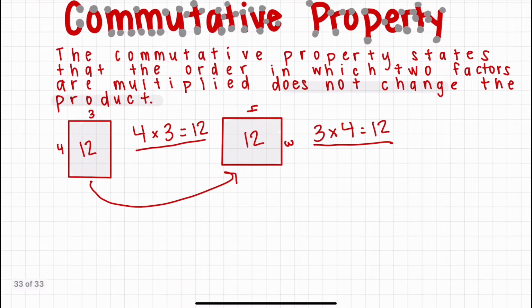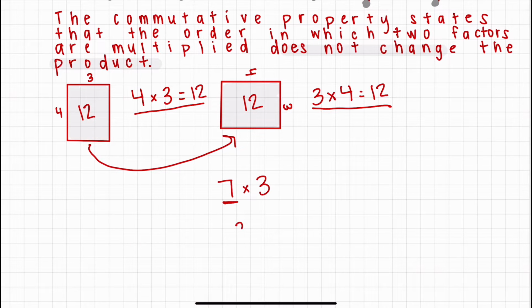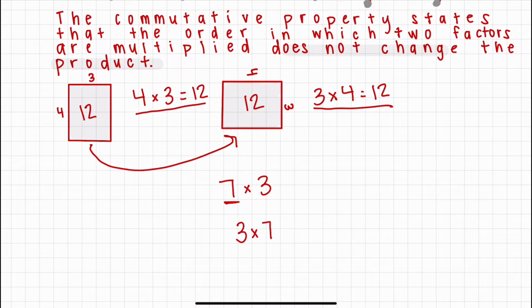So this is helpful because let's say that I'm working with a fact like 7 times 3. And I get stumped because I haven't learned a strategy for my 7s yet. I'm not sure what to do. Well, if I've learned my 3 strategy and I know 3 times 7 is 21, well then I know that 7 times 3 is going to be the same product.